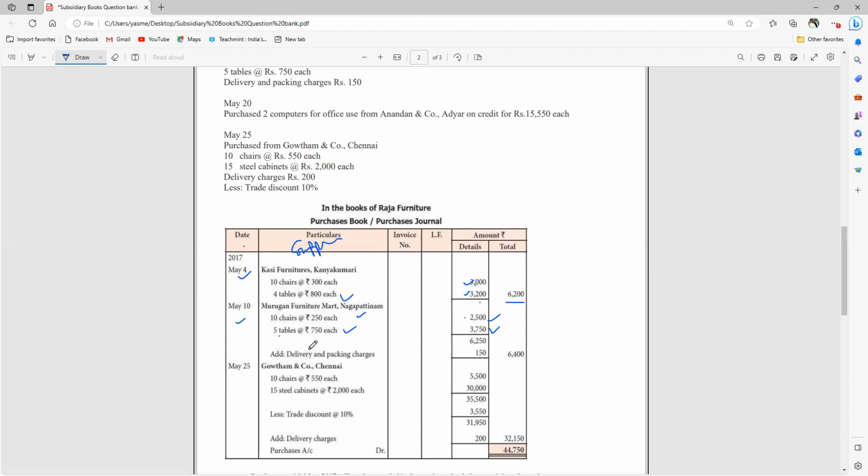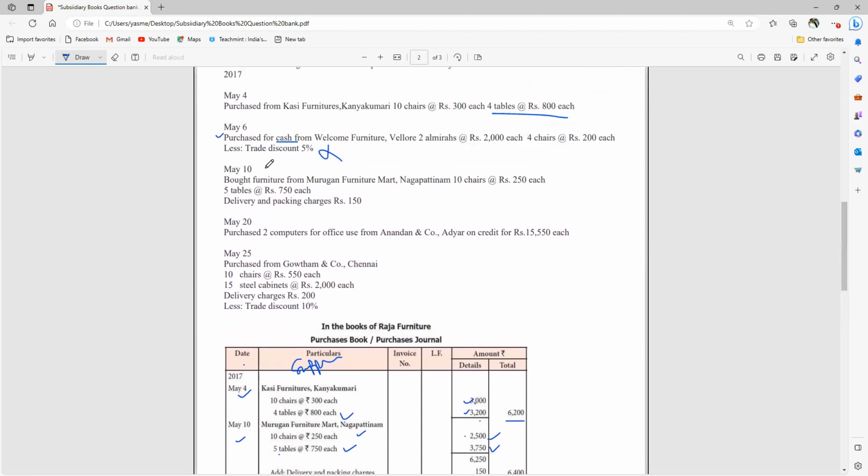We need to add the delivery and packaging charges of rupees 150. The total of this 6250 plus 150 is 6400. So we have spent 6400 rupees to buy these chairs and tables from Murugan Furniture. Next transaction. On May 10th, bought furniture from Murugan Furniture Mart. This is done.